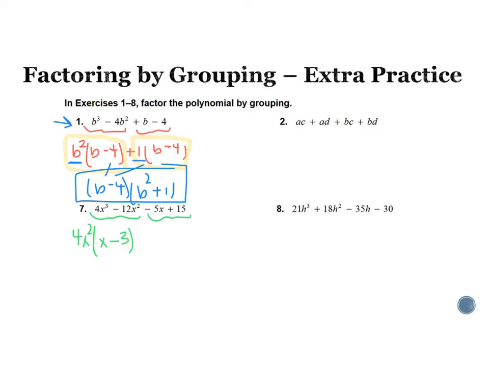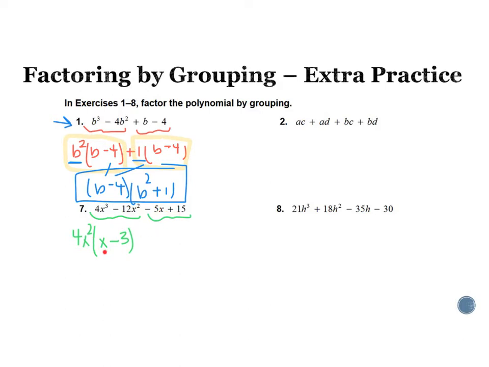You can check this by distributing. That gives you 4x cubed, and that gives you a minus 12x squared. You should be able to get back to where you came from. Looking at the other set, it looks like a 5 goes into both. Now, here's where we just need to be a little careful.